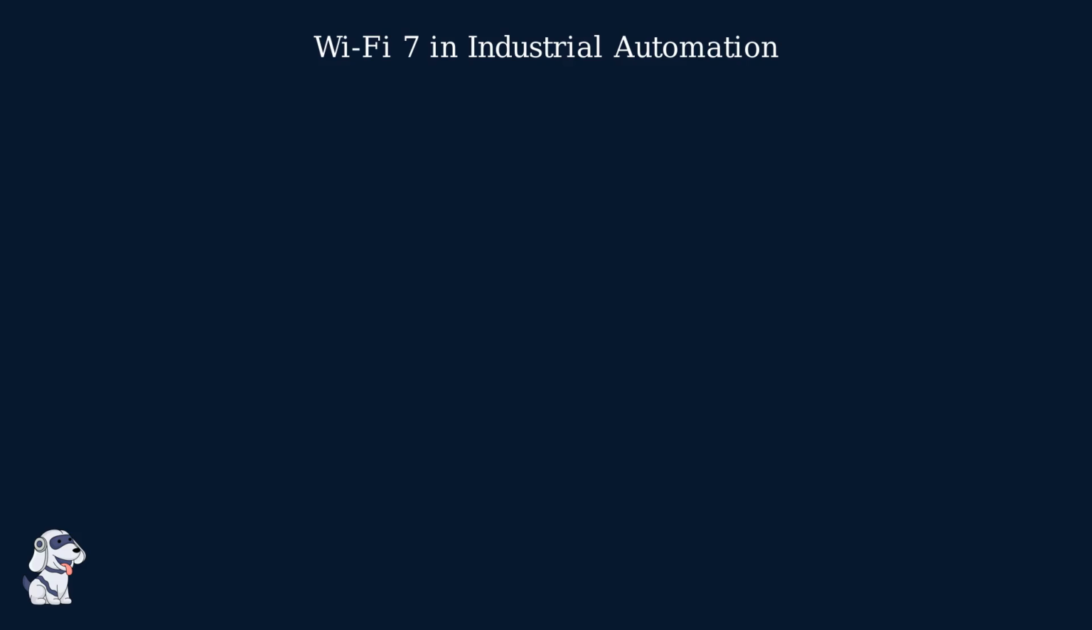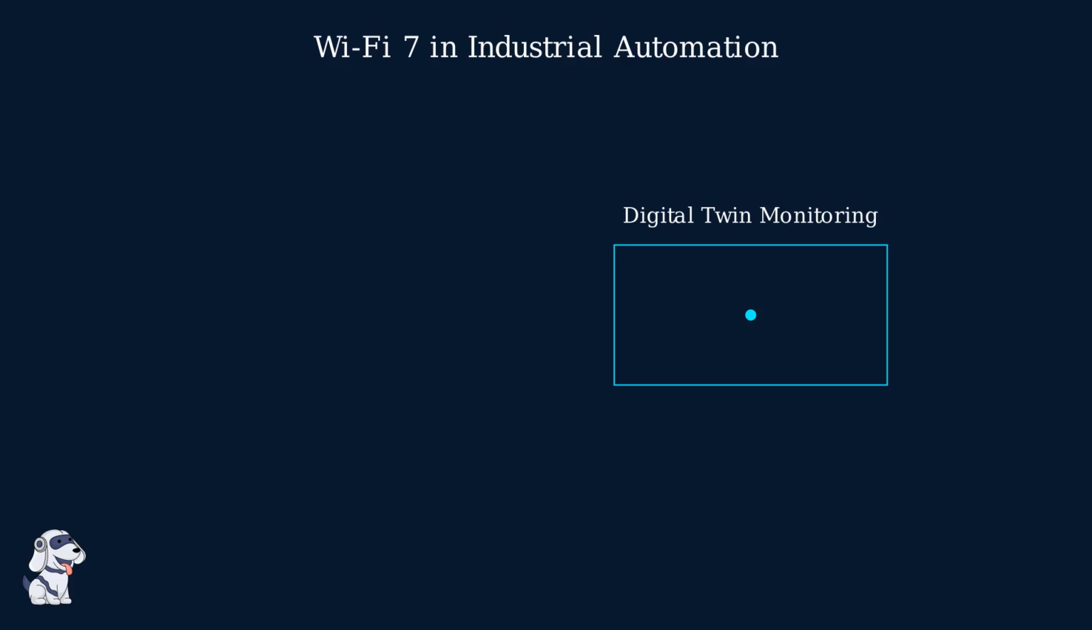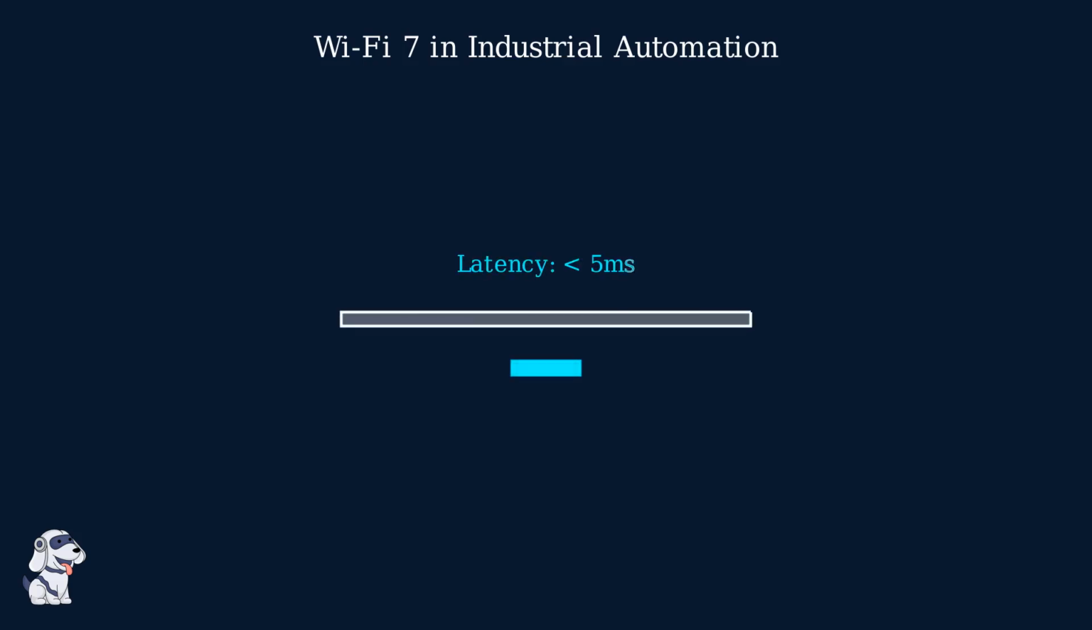Industrial automation is undergoing a massive shift. Factories are replacing rigid physical cables with the high-performance capabilities of Wi-Fi 7. With sub-5 millisecond latency, Wi-Fi 7 synchronizes robotic arms in real time, enabling seamless coordination across the assembly line. This connectivity supports digital twin monitoring, allowing systems to stream vast amounts of sensor data to virtual models for instant analysis. By achieving reliability comparable to a physical wire, Wi-Fi 7 transforms the factory floor into a flexible, data-driven environment.